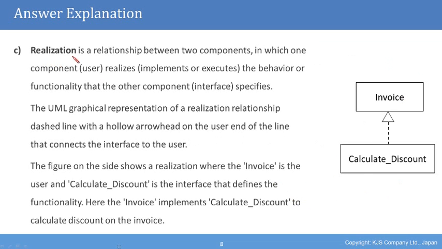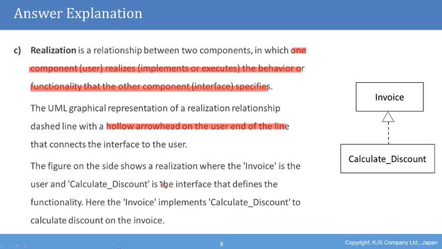Option C. Realization is a relationship between two components, in which one component, or the user, realizes, implements, or executes the behavior or functionality that the other component specifies. The UML graphical representation of a realization relationship is a dashed line with a hollow arrowhead on the user end of the line that connects the interface to the user.